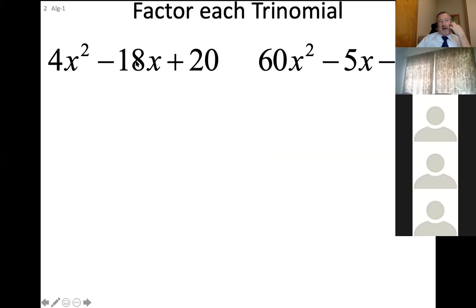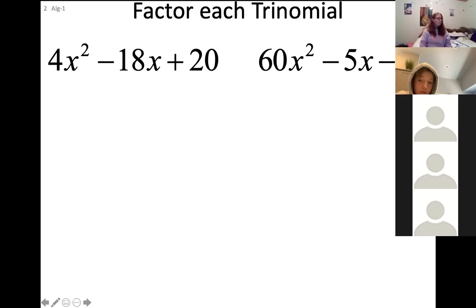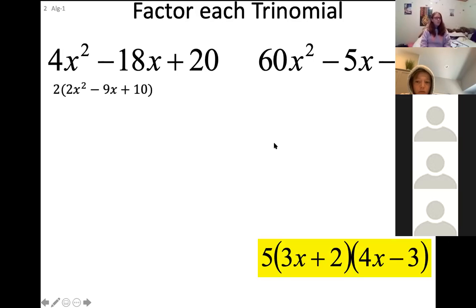Let's see, 4x squared minus 18 and 20. The number that goes into all of those, 4, 18, and 20. Let's see, a 2 would go into both of those. Anything else? A 4? 4 doesn't go into 18. So it looks like 2 is the only thing that goes into everything. So we're going to pull out a 2. 2 times 2x squared is that. 2 times negative 9x is that. And 2 times 10 is 20. That's how we start.